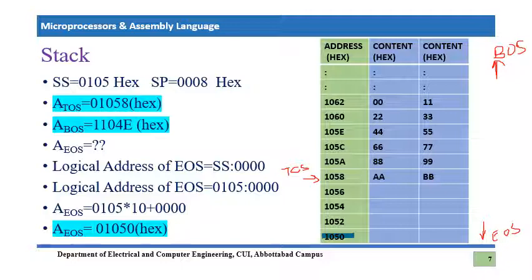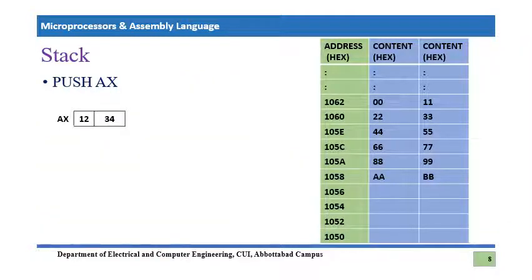That means we have filled information in the stack very close to the end of stack, and we can fill in a little more information. Let's proceed to this example. What does this example further help us explore? In this example we are trying to mimic the effect of the PUSH AX statement.